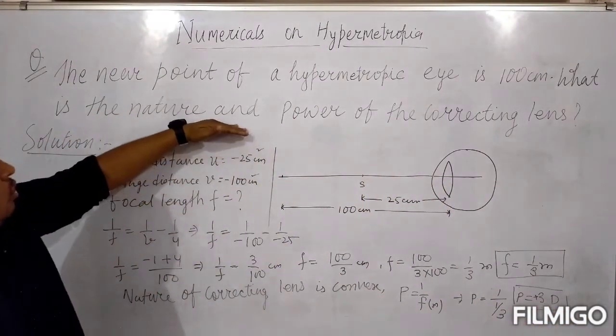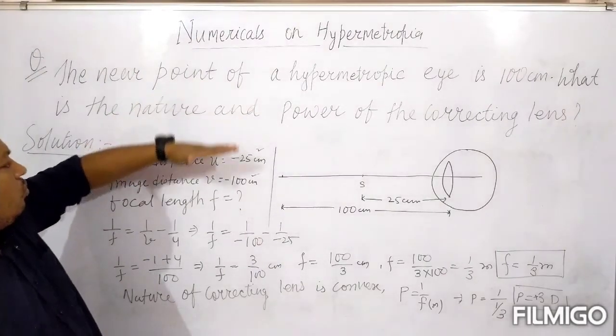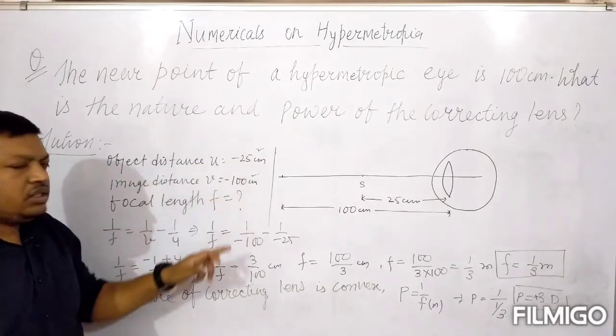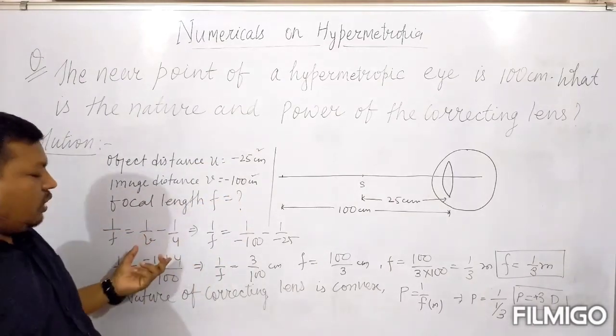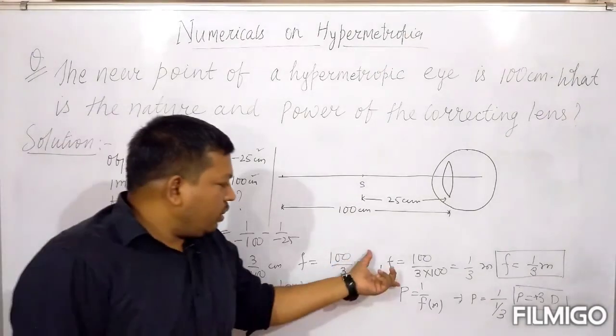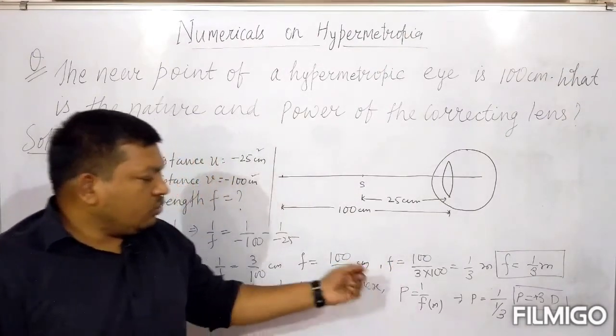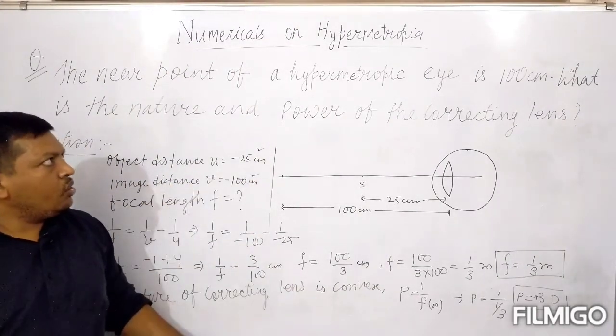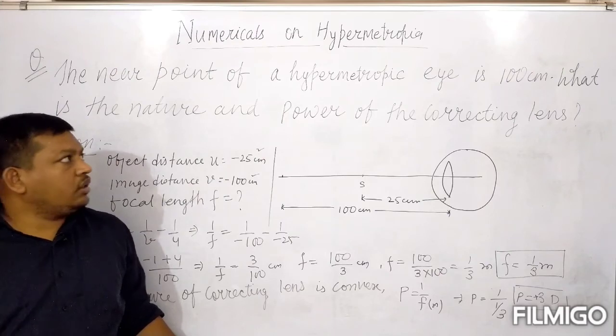In this question, you only have to know what is the focal length, what is the object distance and what is the image distance. Then you can calculate the focal length using the lens formula. And when you have calculated the focal length, then you calculate power. So this is the answer of this question. Hope you have got the question very clearly.